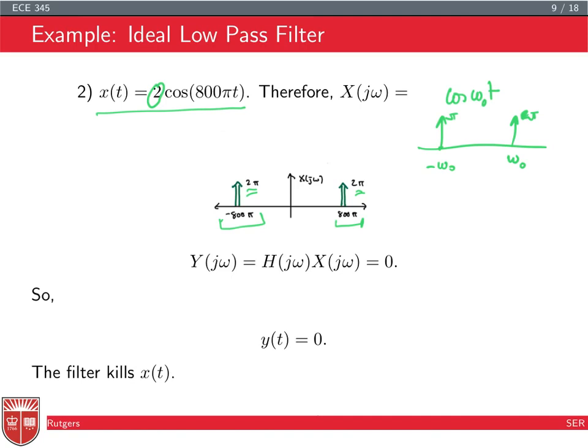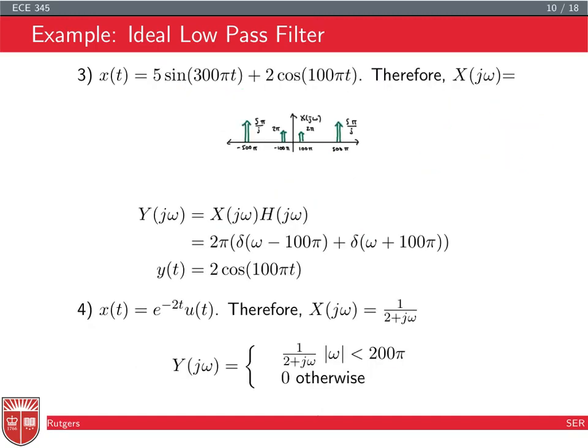You should immediately see that this signal has a high frequency, 800 pi, high with respect to what the low-pass filter lets go through. So nothing of this signal is going to go through the filter, and the output is going to be 0. Because the filter is somewhere here, and everything outside is 0.